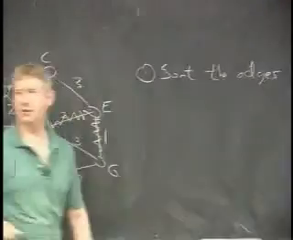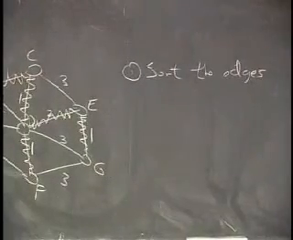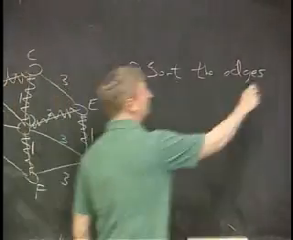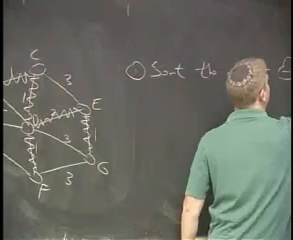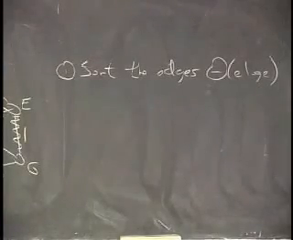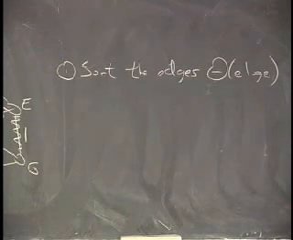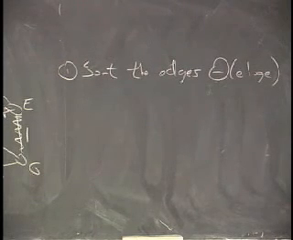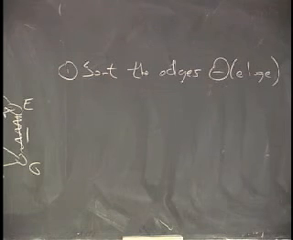How long does that take? Let's analyze it as we go. E log E. Now, E can be at most n squared. So this is like n squared log n squared in the worst case. And log of n squared is 2 log n.